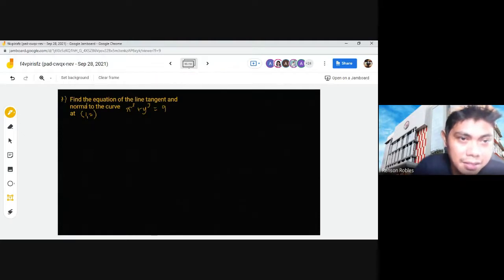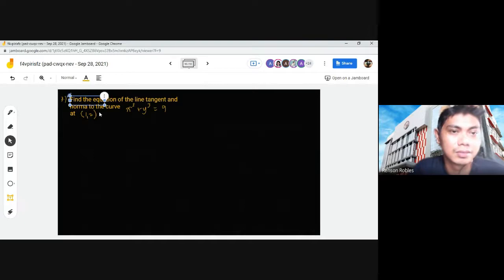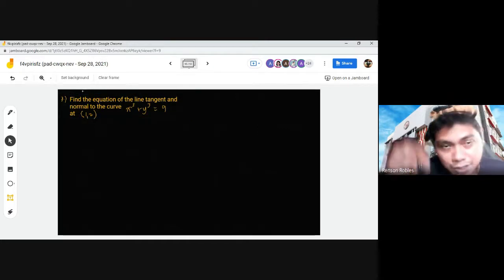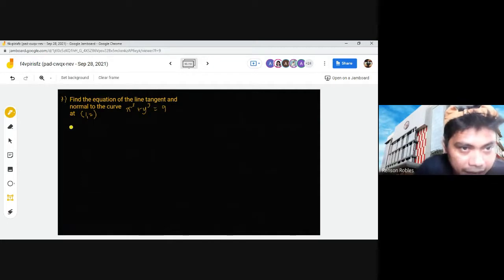Normal. Pwede ko naman ulitin. So we use the theorem. So you write this of the form f equals x cubed plus y cubed minus 9, right?